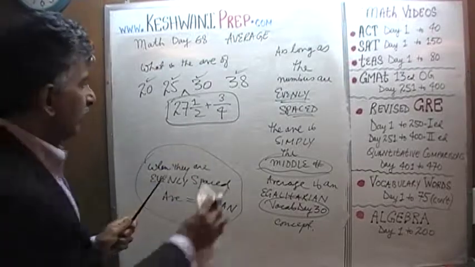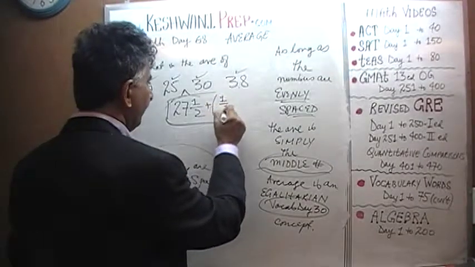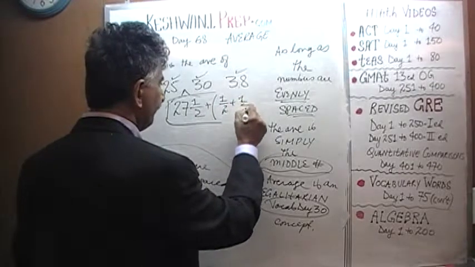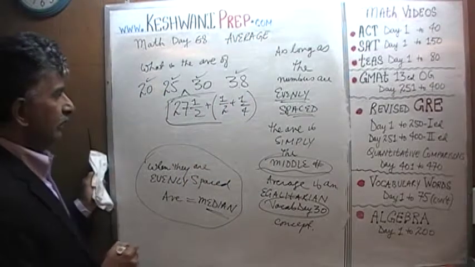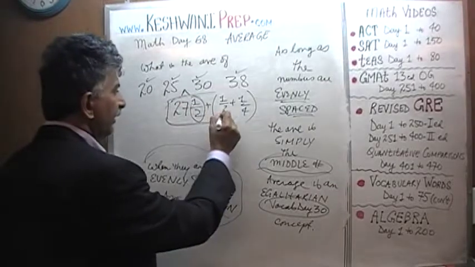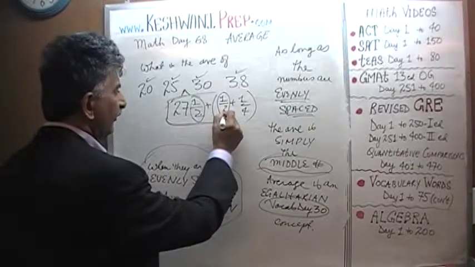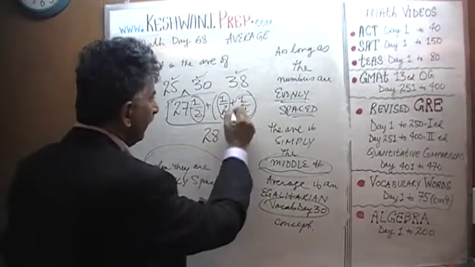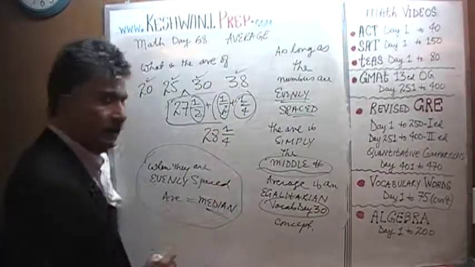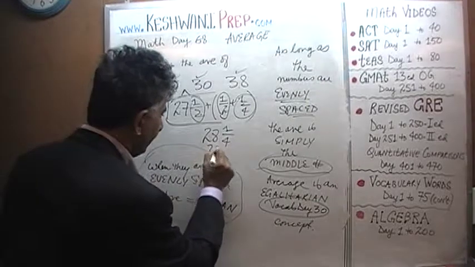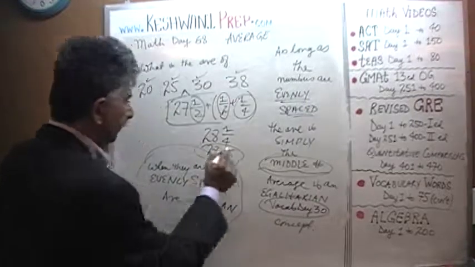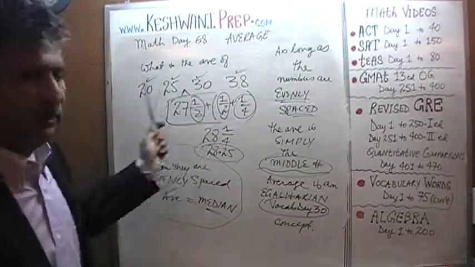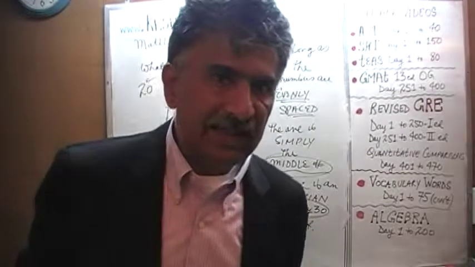What we're going to do now is write that 3/4 as 1/2 plus 1/4. That's our 3/4. Now, we have 1/2 here, we have 1/2 here. 1/2 plus 1/2 is 1, plus 27, so we end up with 28 1/4. In the exam, the answer choice, of course, is going to be laid out like this, 28.25.